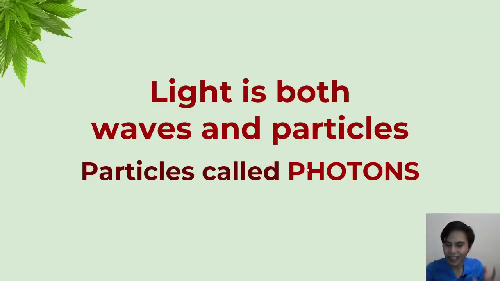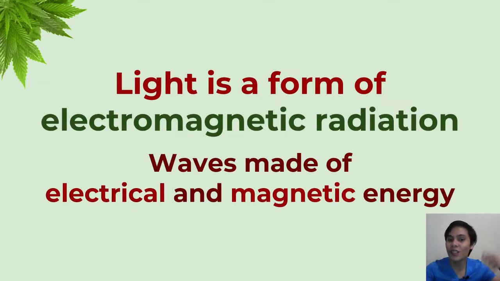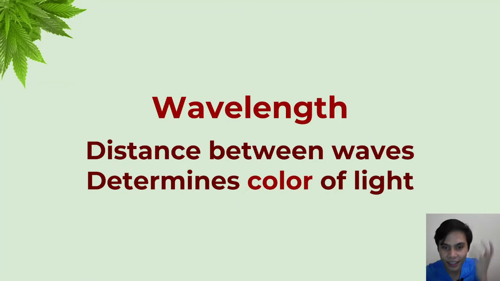So light itself is both waves and particles. It has a dual nature, and these particles are called photons. Now, the reason why plants try to capture light as a source of energy is because of this dual nature of light, and because it's a form of electromagnetic radiation. They're waves made of electrical and magnetic energy. So there's lots of energy in light itself.